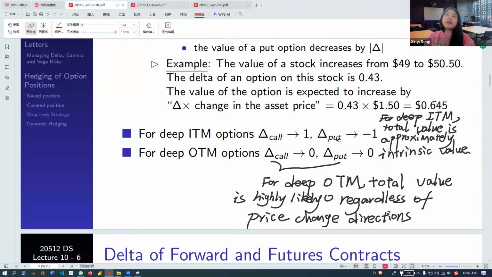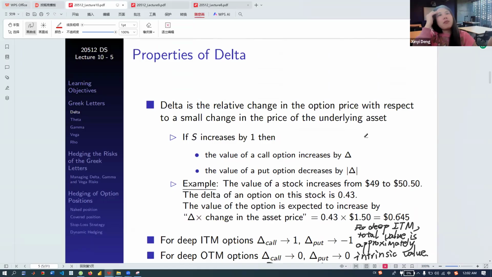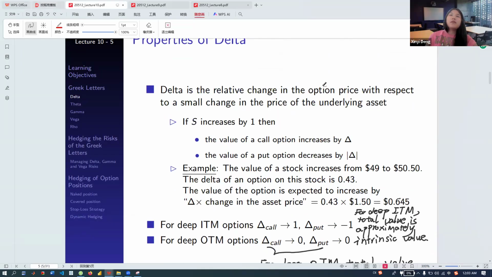Here are some of the features we just discussed, so let me repeat that one more time. This is an implication of delta. Delta is the relative change in the option price with respect to a small change in the underlying price. That basically means, more specifically, that if S increases by 1, then the value of the call option is going to increase by delta.